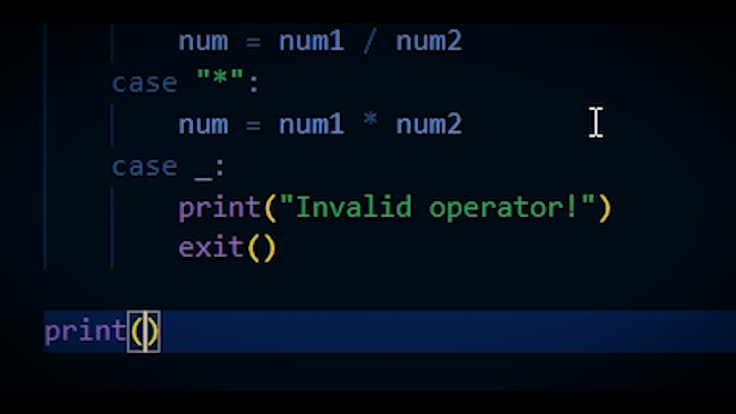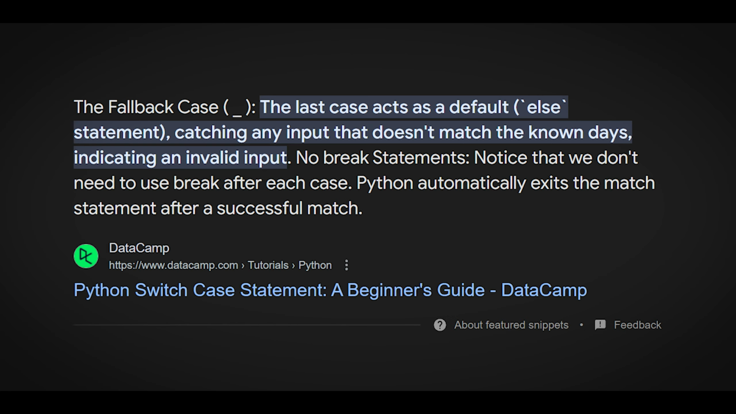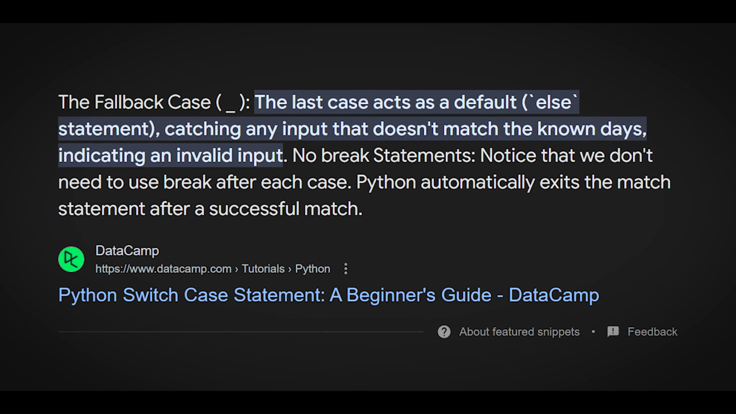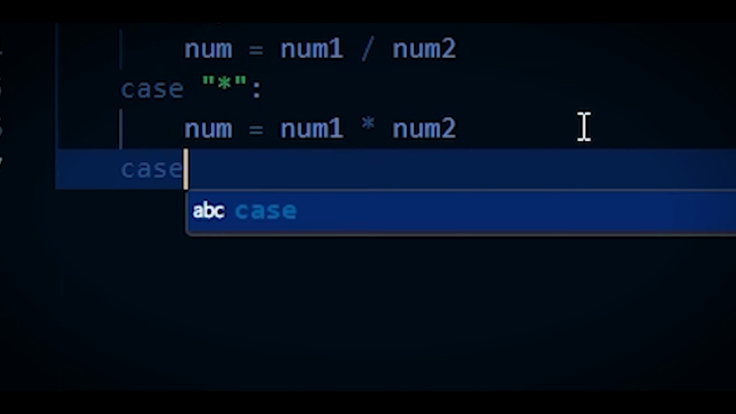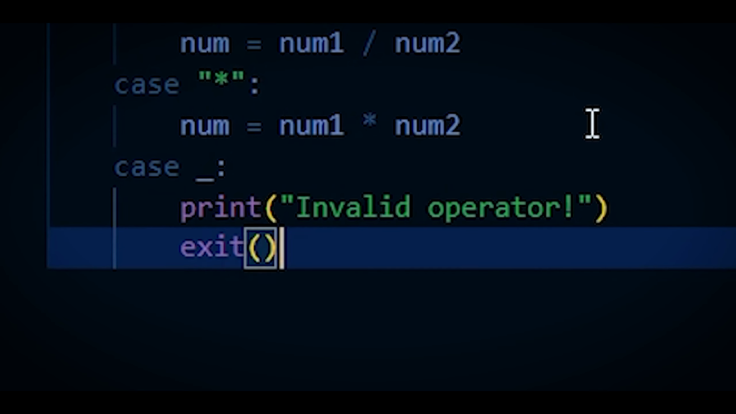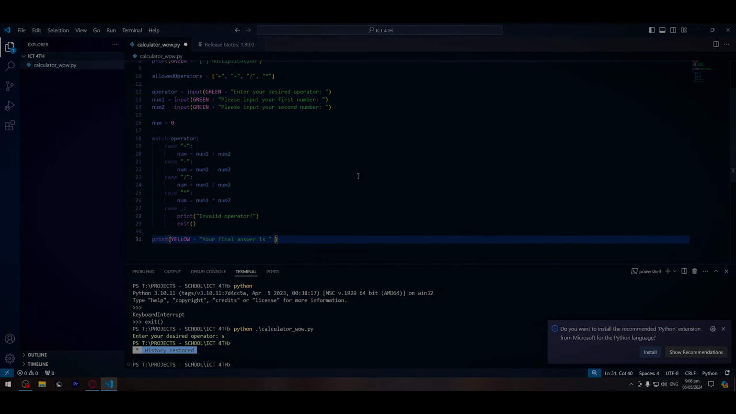Now you may know in JavaScript or Java, this is also known as the default statement. What the case underscore statement does in a match case statement is that if it doesn't match anything within our cases, it'll go to this block of code instead. And that's going to be it. So just print out the final number and there you go.